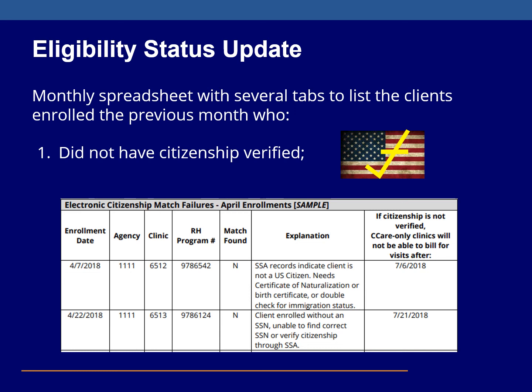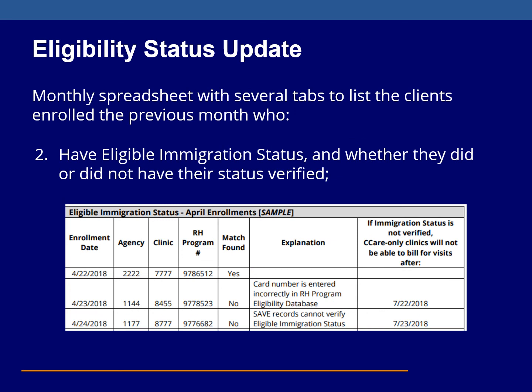The first tab lists clients who claimed U.S. citizenship or national status, but for whom we were not able to verify their citizenship. This tab includes an explanation of why their citizenship match failed. The second tab lists clients who claimed eligible immigration status and whether or not we were able to verify their status. If we were not able to verify their status, there will be an explanation of why.